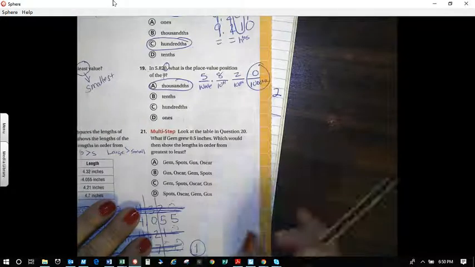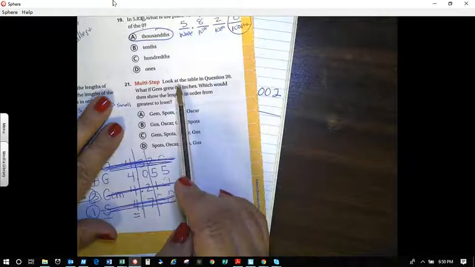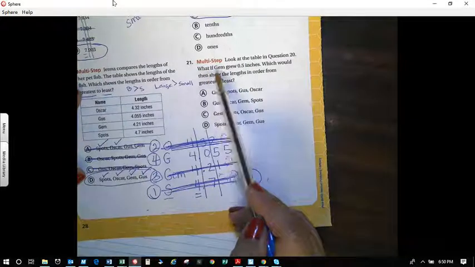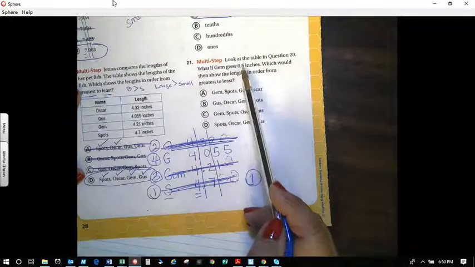So if you're still struggling, there is nothing wrong with you placing those into a place value chart, into the system. One more on our multi-step problem. Look at the table in question 20. So we're going to come up to the work that we did yesterday. It says, what if Jim grew 5/10 inches?